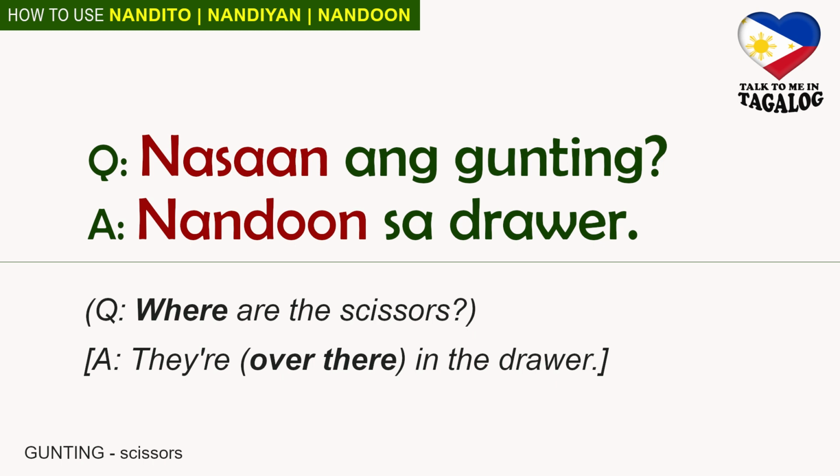Next, we have nasaan ang gunting? Where are the scissors? Answer, nandoon sa drawer. They're in the drawer. This sentence means that the scissors are located far from both the speakers.